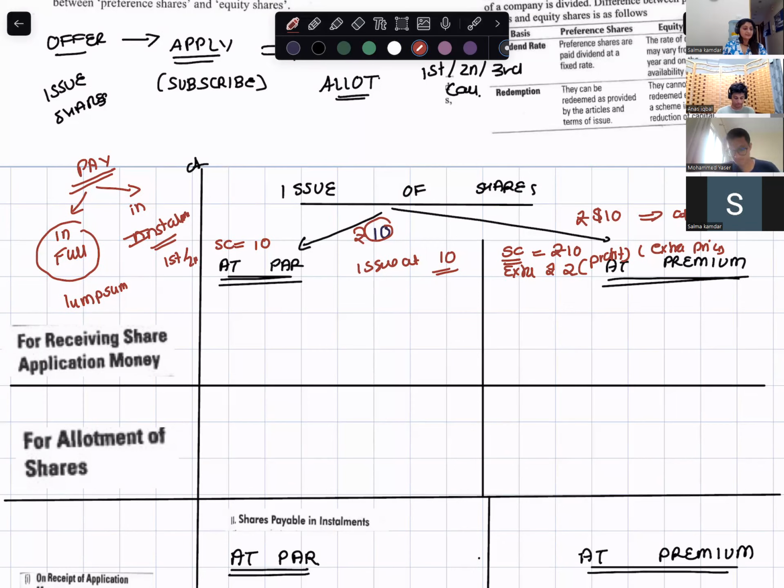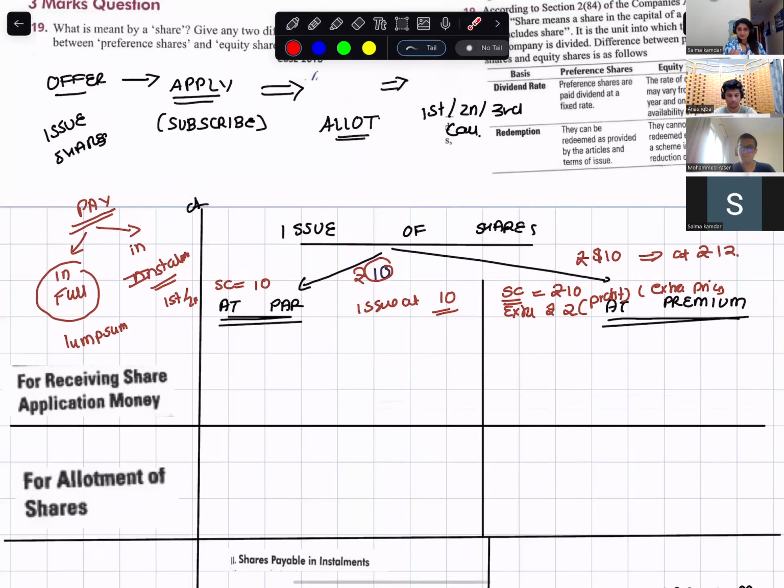Can you tell me the stages of issuing the shares? First, I offer them. Application, then allotment, first call, second call. Very good. So first, I will always receive application money. Can you tell me the journal entry of receiving application money?